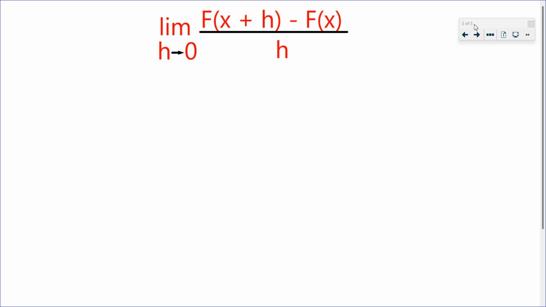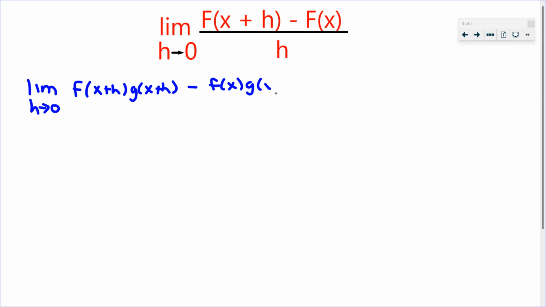The limit as h approaches 0 of F(x+h) minus F(x) all over h. So because F(x) is the product, it's going to be f(x+h) multiplied by g(x+h), and then minus f(x), which is just the product of the functions, all over h. Now I can't substitute h in right now because I would have division by 0.